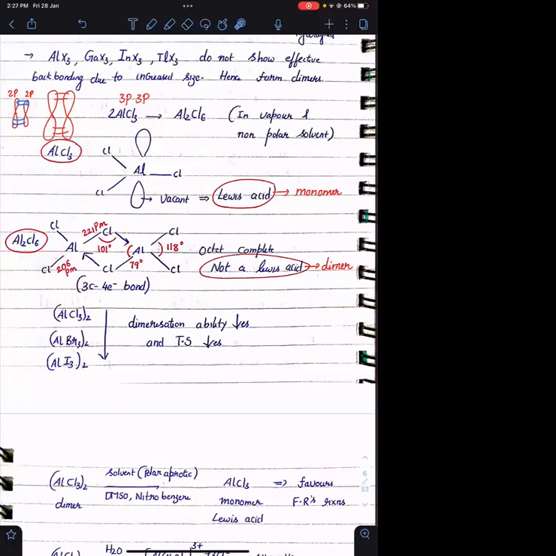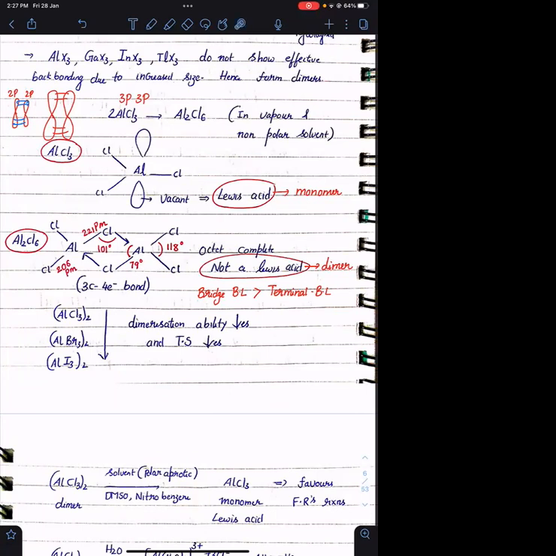ऐसा लिखता हूँ. Bridge bond length is greater than terminal bond length. Any doubt? Any doubt, anyone?